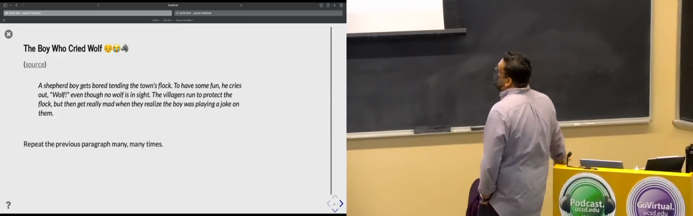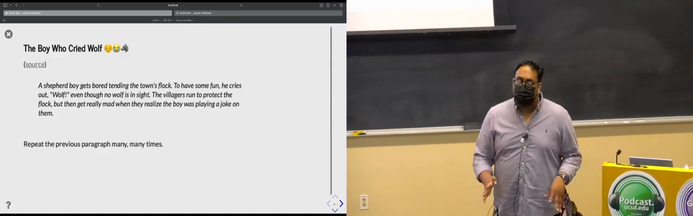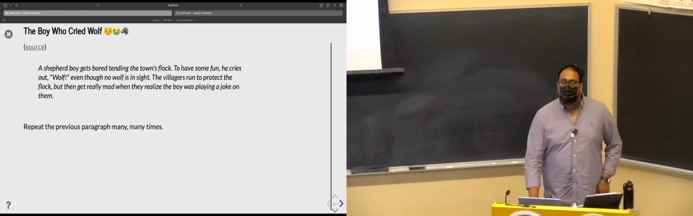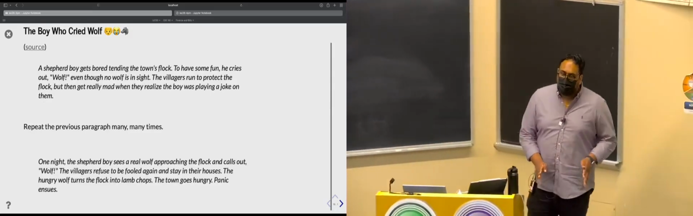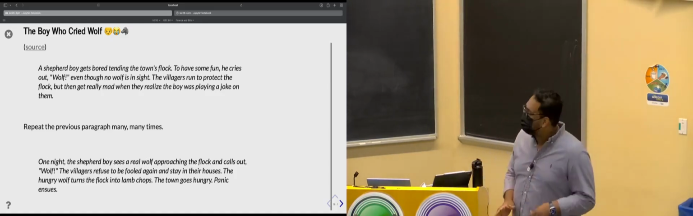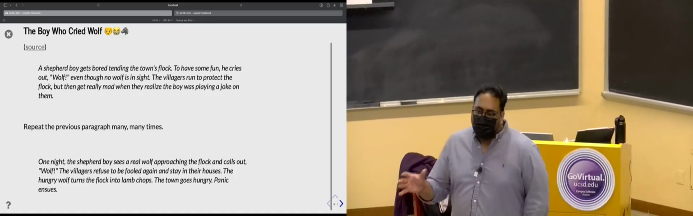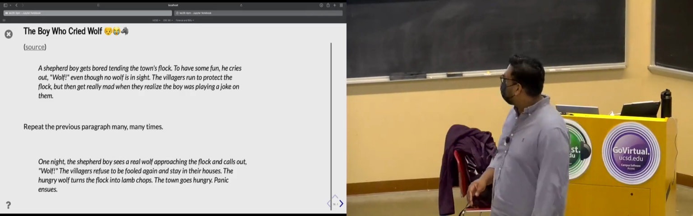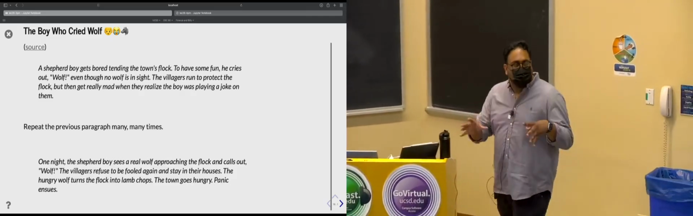And so he keeps doing this. He keeps saying, there's a wolf. They all run outside to save the sheep. Turns out to be no wolf. After a while, they learn that the kid is just playing jokes on them. So they stop trusting the kid. But then one day there's actually a wolf. And so again, the kid is like, there's a wolf coming, I'm being legit this time. There's actually a wolf. But they stop believing him because he lied so many times. And then the wolf comes, and the story says it turned the sheep into lamb chops. Very graphic.